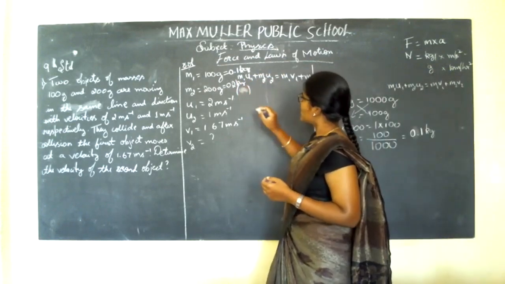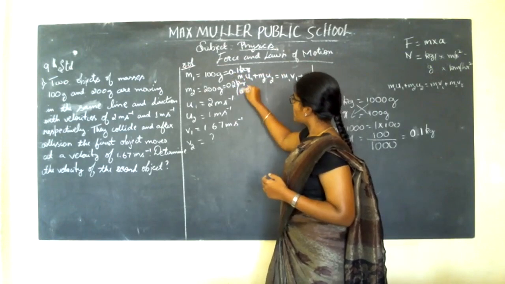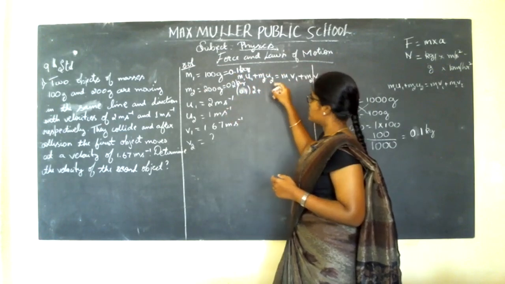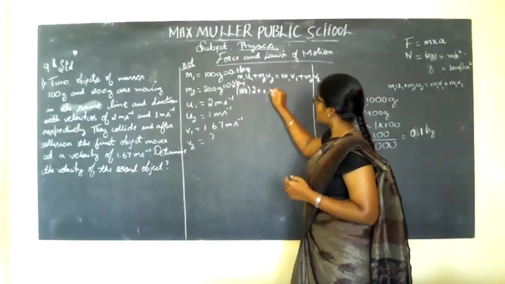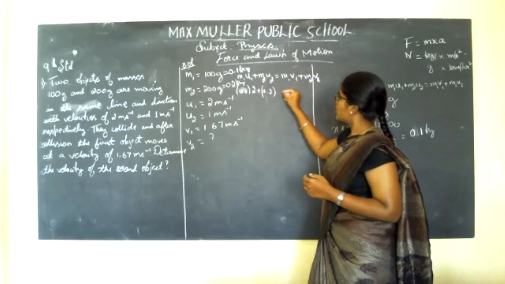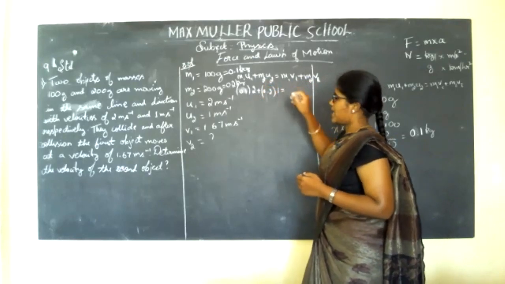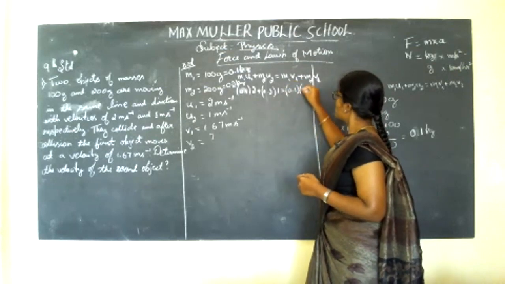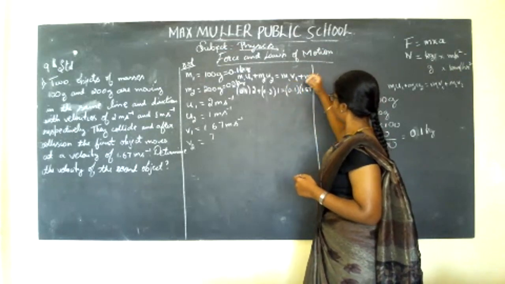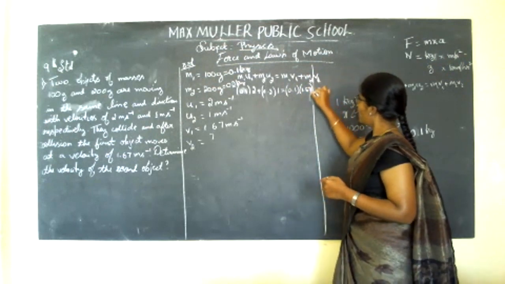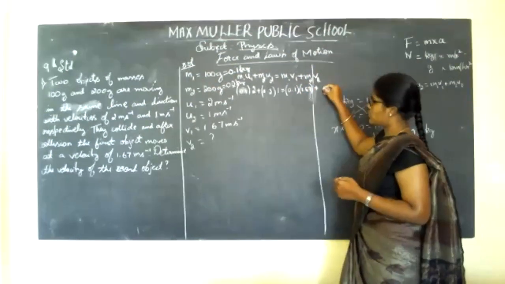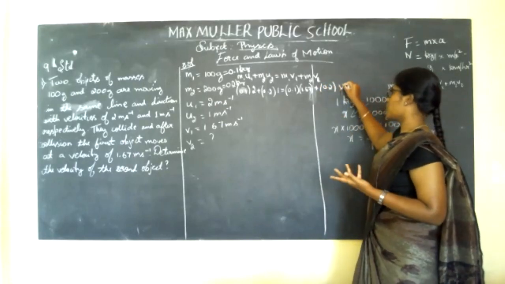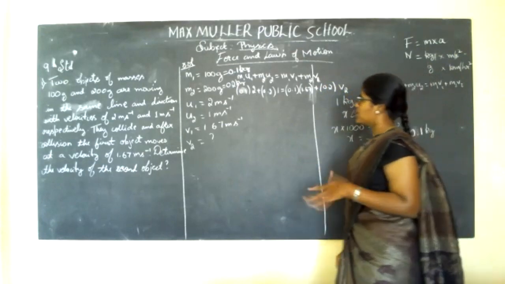Now, in place of this mass 1, what should I write? 0.1. And U1 is how much? 2. Plus, what is M2? M2 is 0.2. Into U2 is what? 1 is equal to, again, M1. M1 is what? 0.1. V1 is how much? 1.67. Plus, M2 is how much, children? It is 0.2. And V2 is how much? V2 is what we should find. Great.